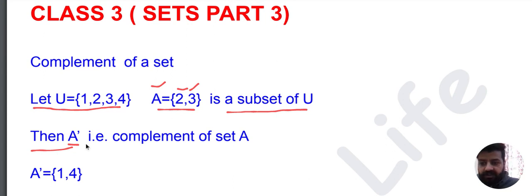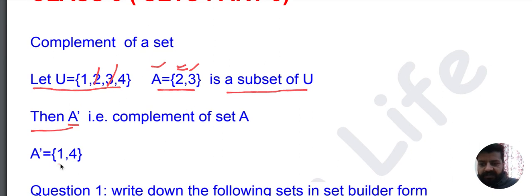So what you need to do is just look at the elements of the set. There are two elements, 2 and 3. Then you have to cut down the same elements from the universal set. As you can see 2 and 3, so I will cut down the elements 2 and 3 from the universal set. And what are the remaining elements? 1 and 4. I will write down 1 and 4 in curly brackets and it will be denoted by A dash. Then it will be the complement of set A.